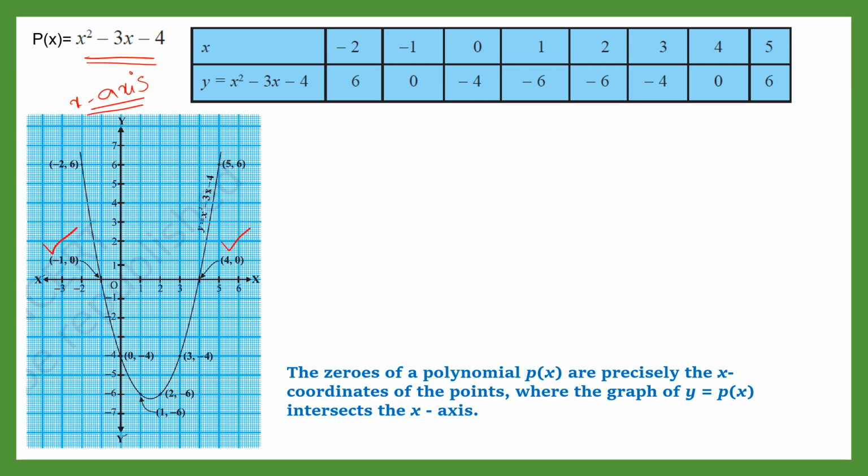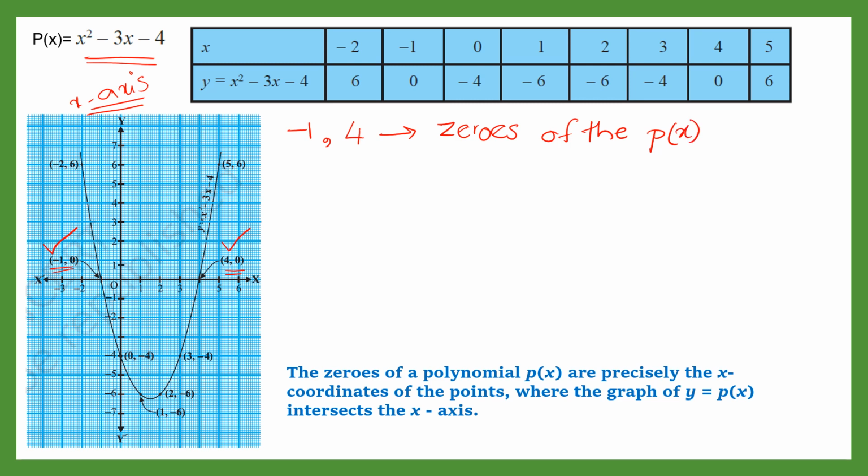It met at (-1, 0) and (4, 0). The x coordinates of these points: the x coordinate of (-1, 0) is -1, so this is one zero of the polynomial. Here at (4, 0) the graph also meets the x-axis, so 4 is another zero of the polynomial. So -1 and 4 are zeros of the polynomial p of x.